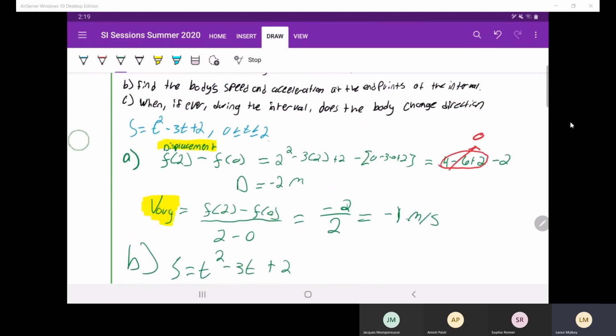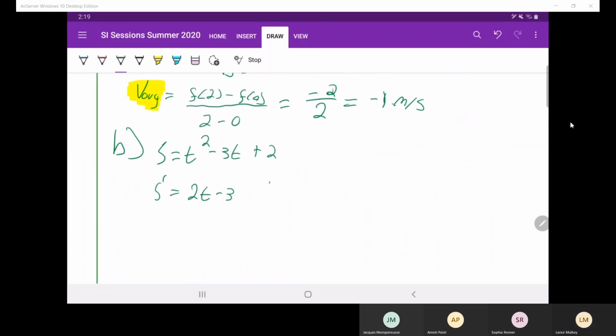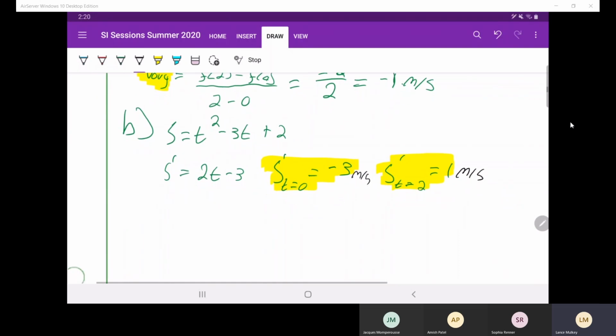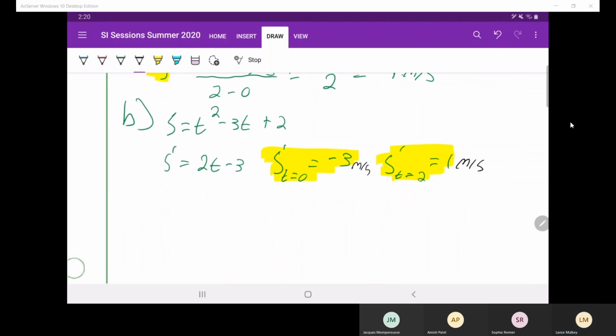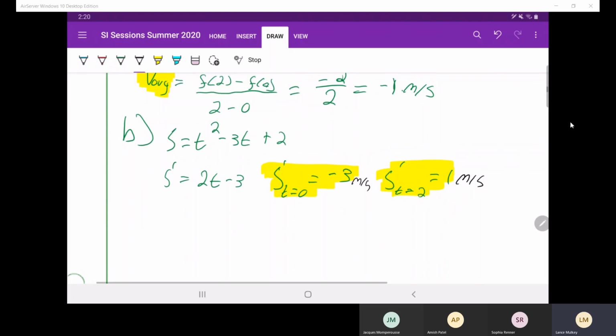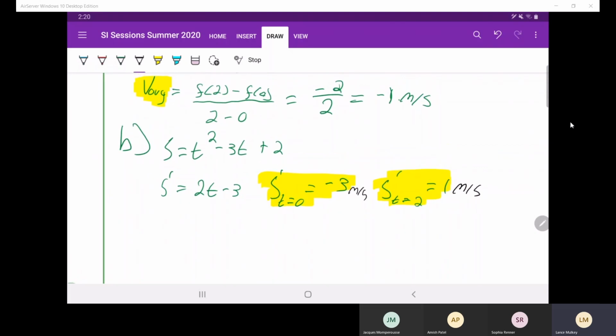So the endpoints are 0 and 2. So S prime at t equals 0 equals negative 3, and S prime at t equals 2 equals 1. And these are the speeds at the endpoints, and this is, of course, meters per second. And for the acceleration, you are correct, actually. So S prime does equal that.